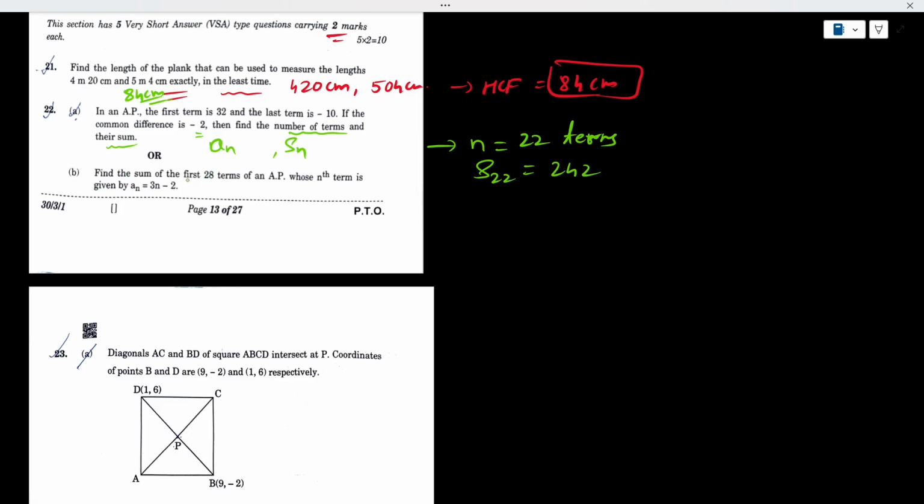It's written next one again. Find the sum of S28. You need to find out, nth term is given. So here using this formula, you can get A2, A3, A4, and using that you can get the first term and the common difference. And if you do it, the S28 value will be 1162. So this must be the answer.